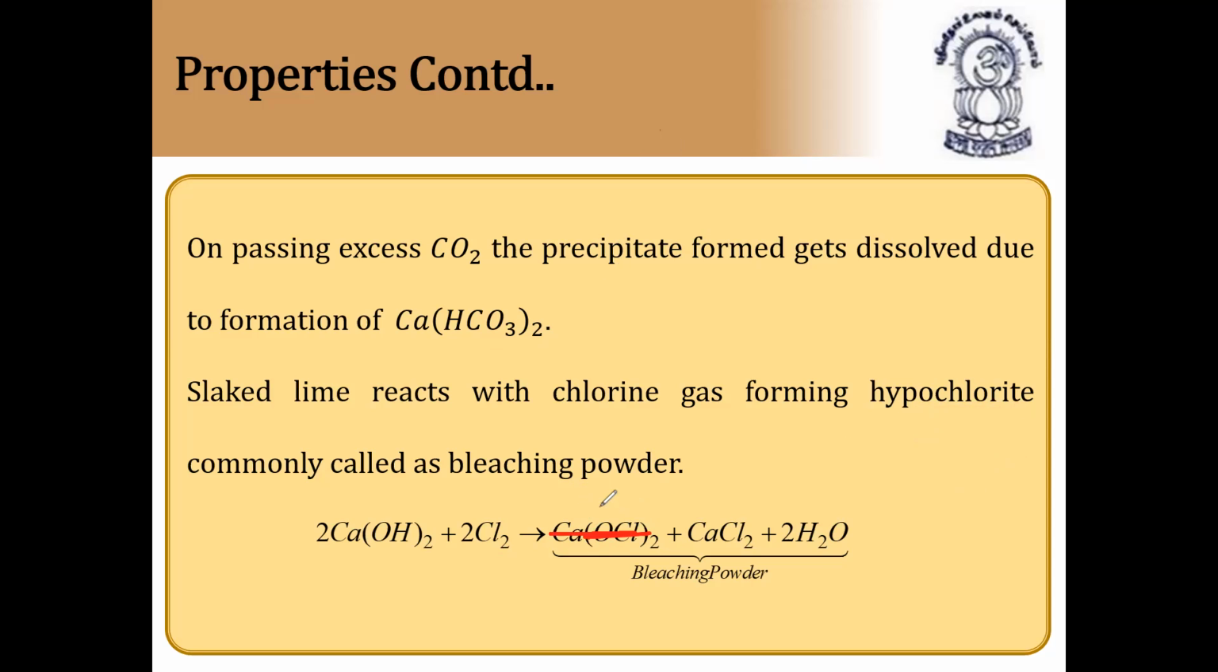This formula you have to change. It is just only CaOCl2. For O, no, two Cls. So that's why the oxidation state of chlorine is -1, +1 respectively. Please note these points.